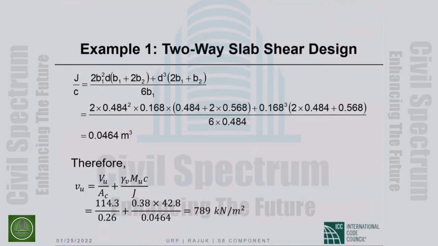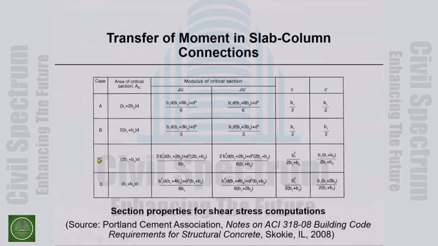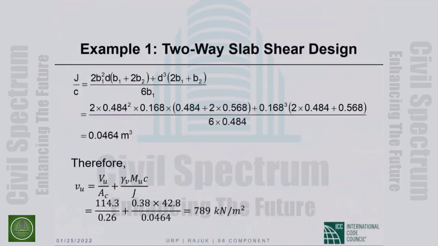Now, J over C, I copied them again. Okay, so J over C: we have an edge column, bending perpendicular to the edge. So we are talking about case C. For case C, J over C is given by this expression, 2b1 squared d, etc. This is a faithful reproduction of what you see in that box of the table.